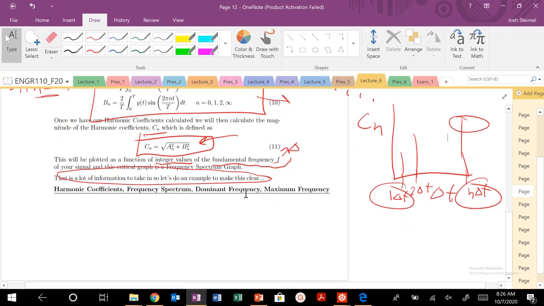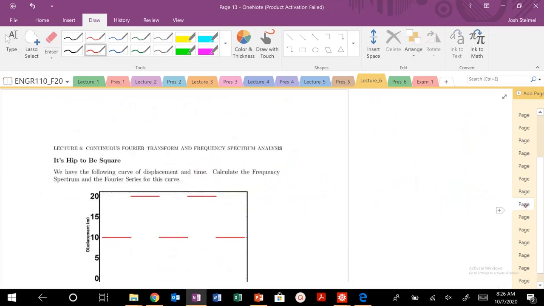So that's a lot of information to take in conceptually. The best way to work with these problems is to do an example. So we're going to get into that in the next video.